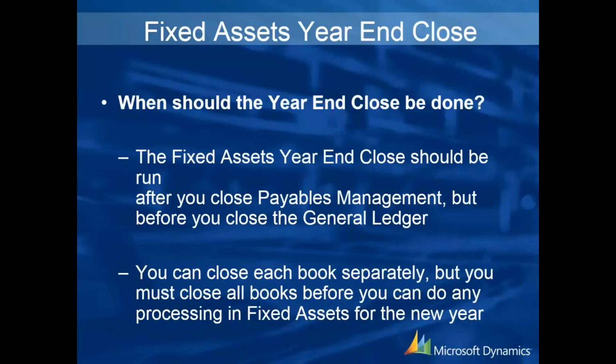With fixed assets, if you have multiple books, you can close each book separately. So you may have your internal book, which is your internal depreciation expense. You can close that, but maybe keep the tax book open because you need to do some tax adjustments. Just know that if you keep the tax book open, you will not be able to run depreciation for January of 2017. All of the books have to be closed before you're able to run depreciation in the new year.